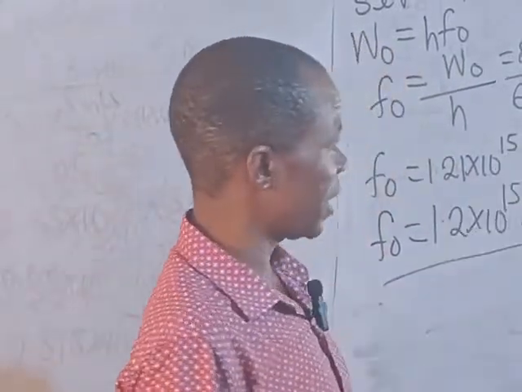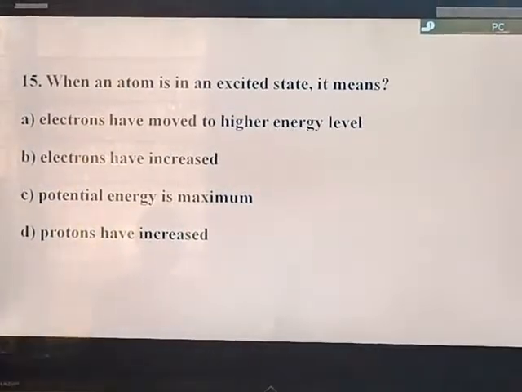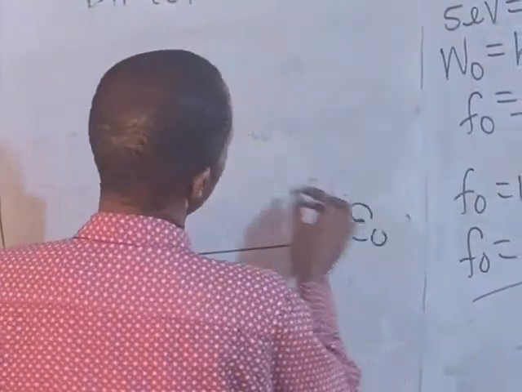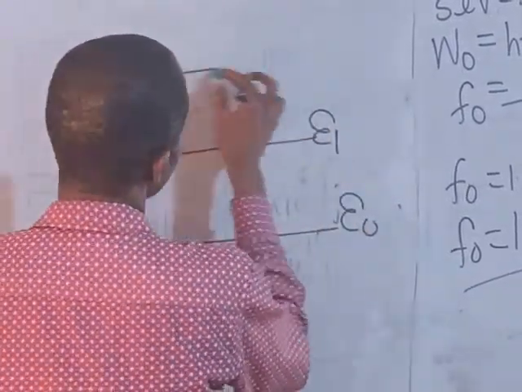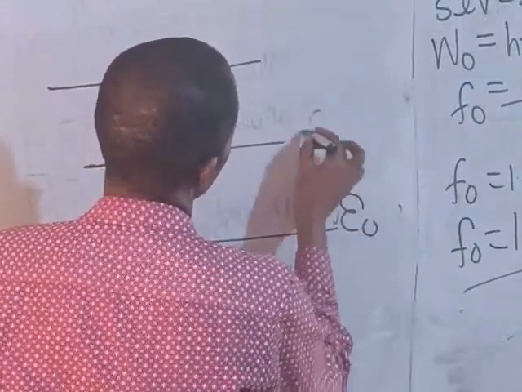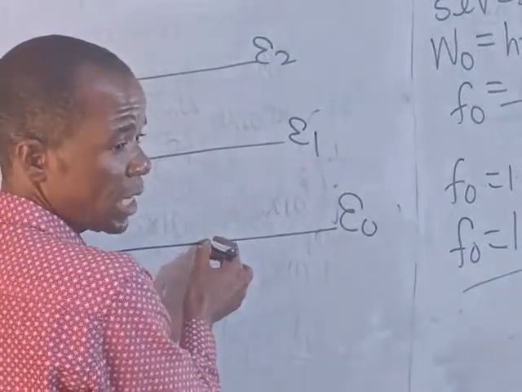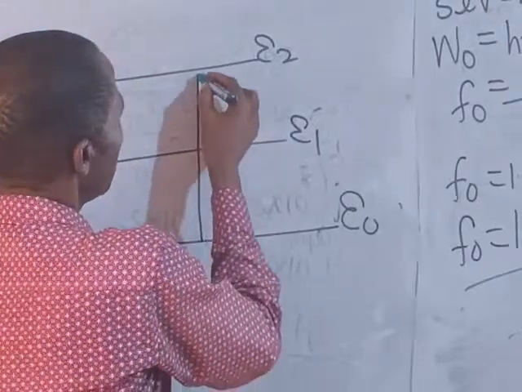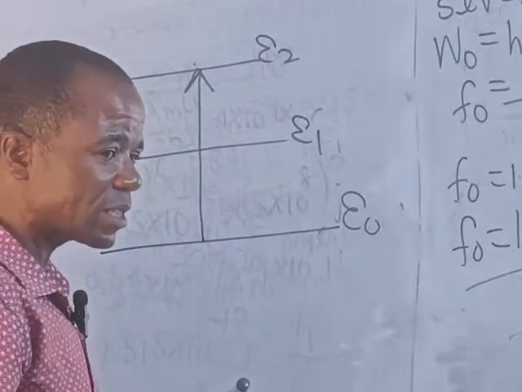From that explanation, the correct answer will be what? Option A. So when you say an atom is in an excited state, it means that the electrons have moved from a lower energy level to a higher energy level. For example, if you have this one at the lowest energy level, that's E0, and this as having E1, that's a higher energy level, and this E2, that's also a higher energy level. So if an electron is initially at this particular ground state, when the electron absorbs energy, it is going to jump from the low energy level to a higher energy level. You say it has undergone excitation.